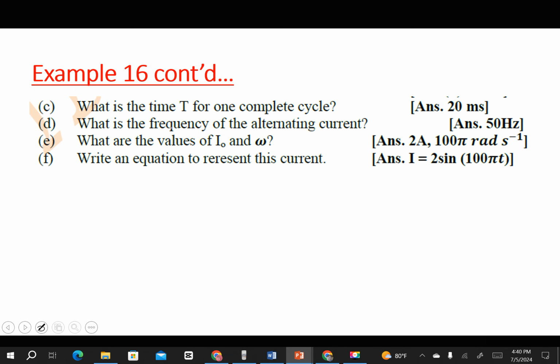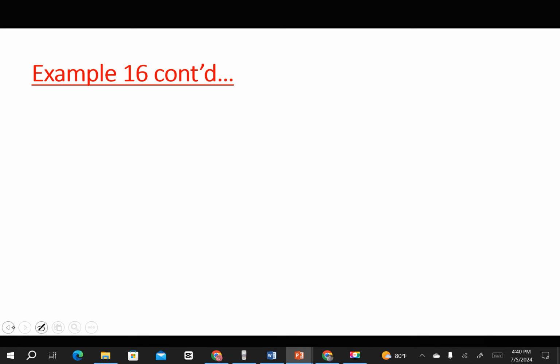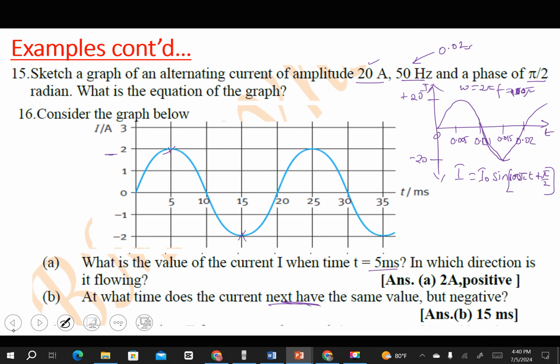What is the time t for one complete cycle? Of course, from the previous graph, the time for one complete cycle, the period, is 20 milliseconds. Time for one complete cycle is 20 milliseconds. Of course, the period is 20 milliseconds.